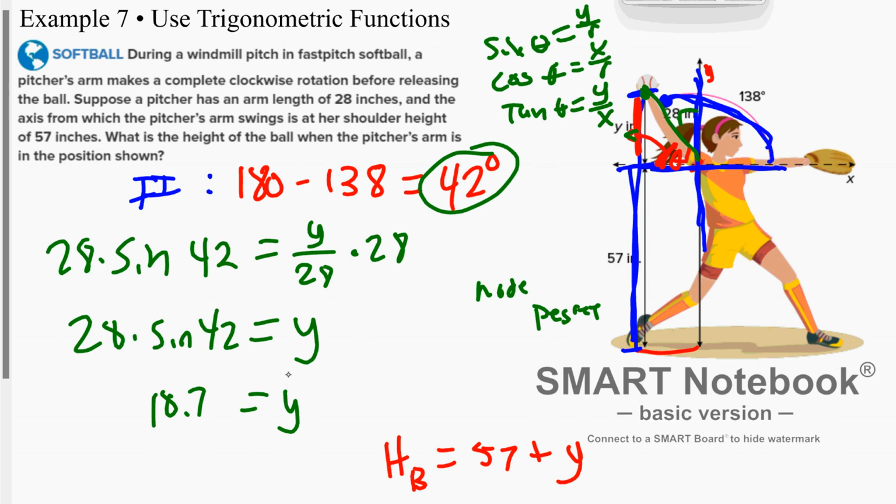Then I just take that and add it to my 57 for my height, 18.7, and I get a total of approximately 75.7 inches. And there's the height from the ground all the way up to the ball. Okay, so there you go.